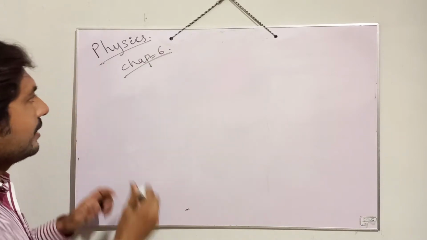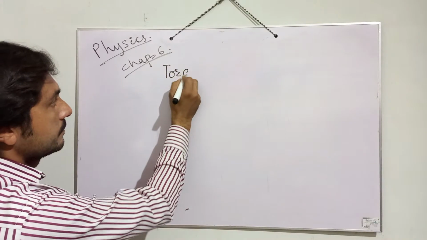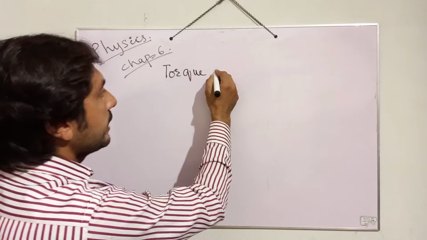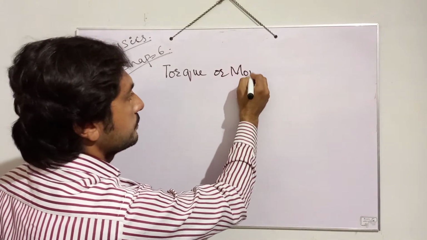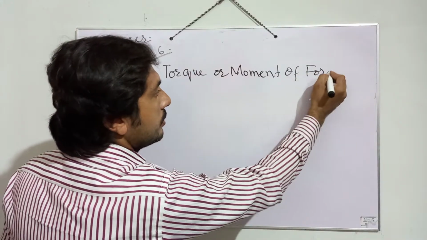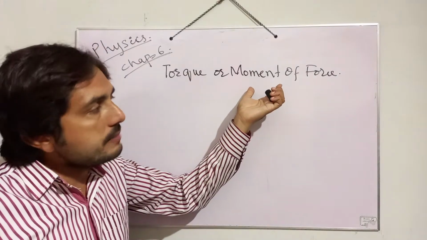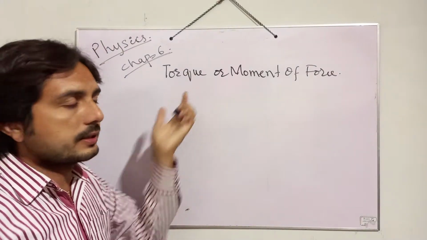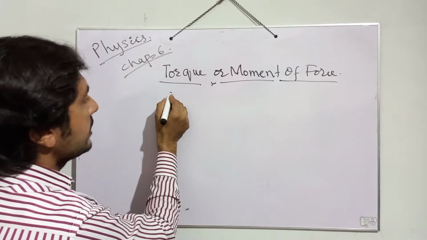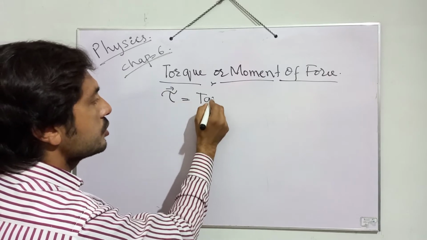So today, the second topic of the chapter is torque. Okay, torque. The torque is also known as the moment of force. So there is no need to be confused by this name. Moment of force or torque, both are the same thing. Now remember, this torque is denoted by the Greek letter tau, T-A-U.